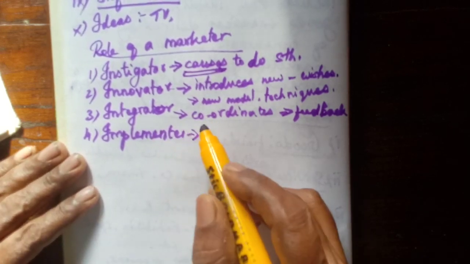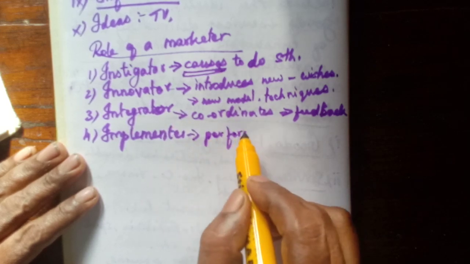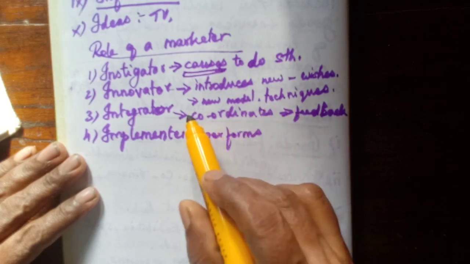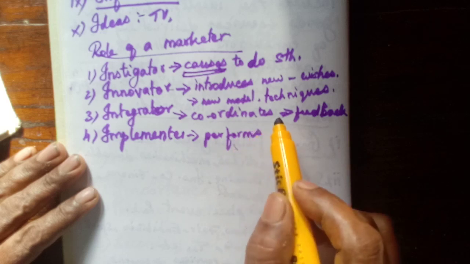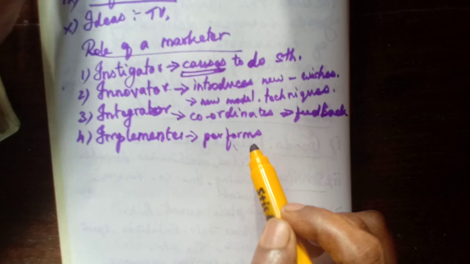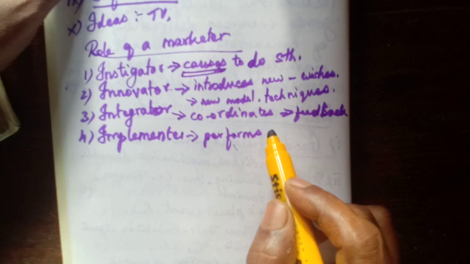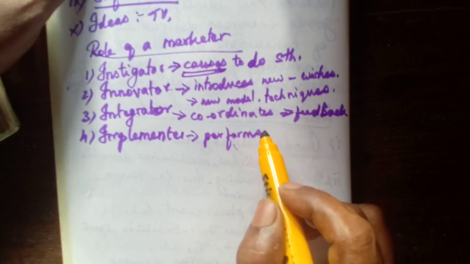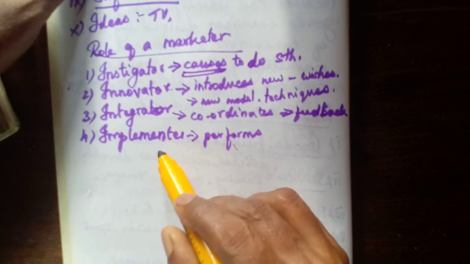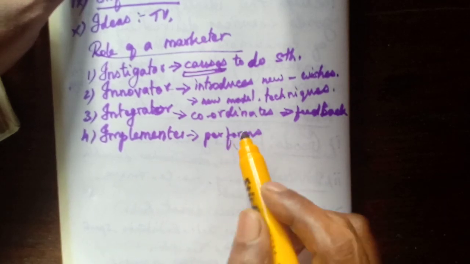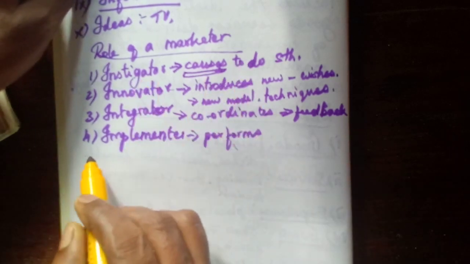Then implementer. Implement means he has to perform that activity. He is coordinating and introducing some new methods and ideas. Then he coordinates the activities of the consumers and the producers. At the same time, he implements things. If something is introduced by the producer, it will be marketed and sold by the marketer, isn't it? So he implements his ideas. Okay, the role of a marketer we have learned.